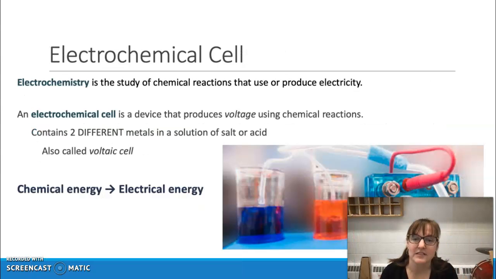Okay, the electrochemical cell, though, is the study of chemical reactions used to produce electricity. It is a device that creates voltage using chemical reactions and has two different metals in a salt or acid solution called a voltaic cell. And it takes the chemical energy and turns it into electrical energy. So you also know that during this week you're going to be working on different energy changes. So make sure that you're taking note of what energy changes are occurring.